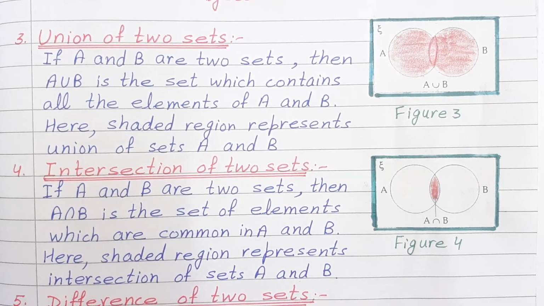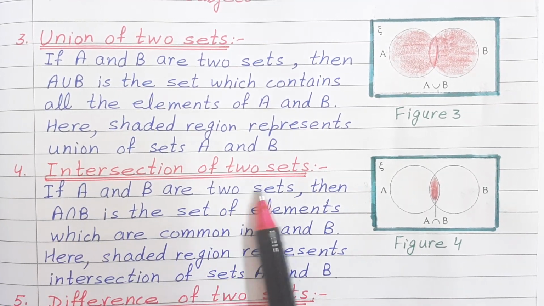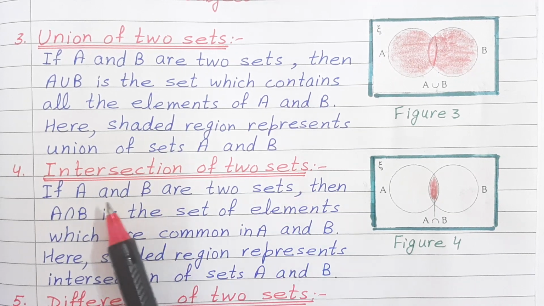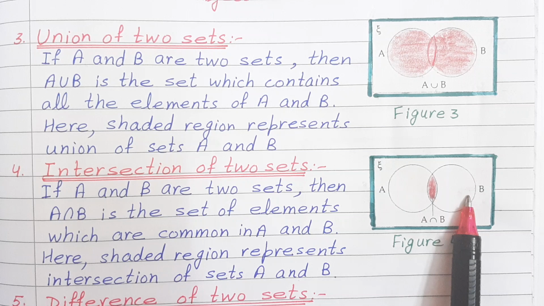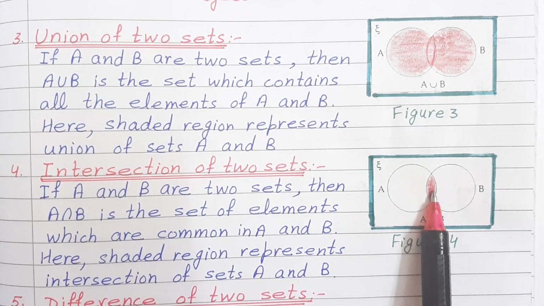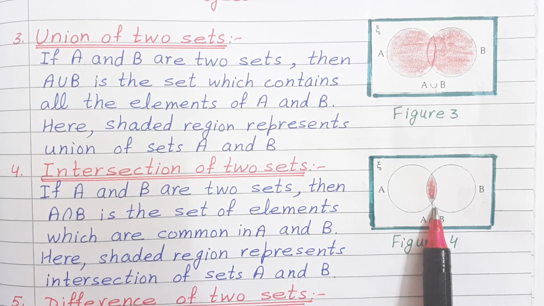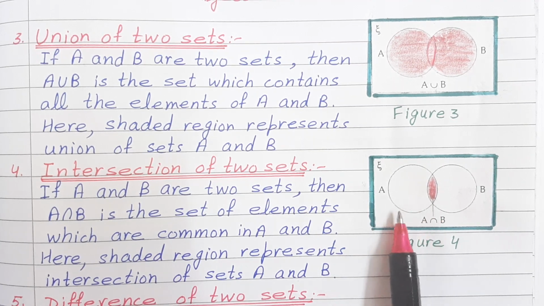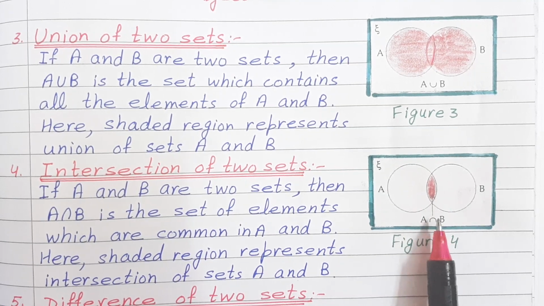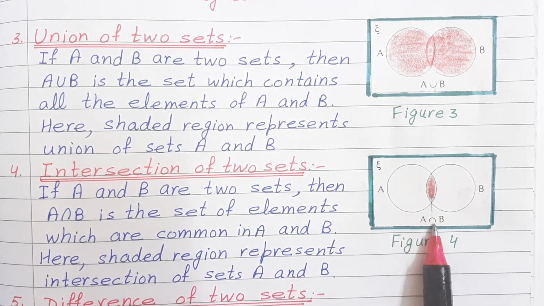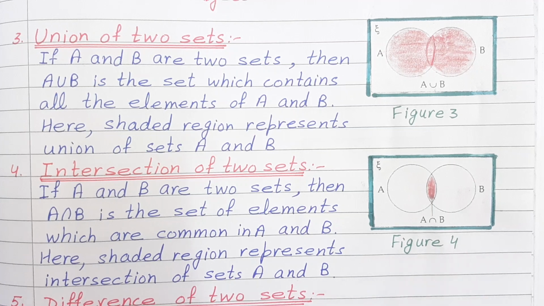Now let us discuss the intersection of two sets. If A and B are two sets, then A intersection B is the set of elements which are common. Here the shaded region represents the intersection, that is A intersection B. Clear?